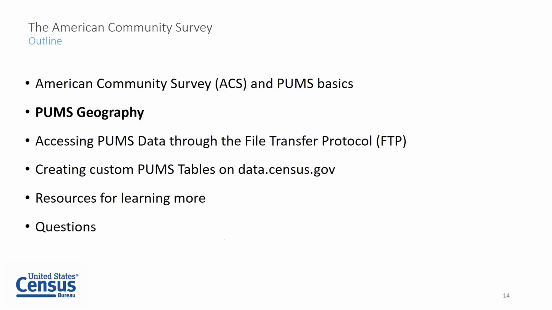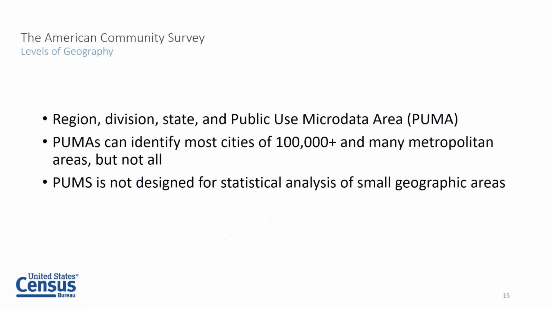So now that we've covered some of the basics, we can delve into the PUMS geography a little more, which might be a little different than the type of geography that you're used to. To ensure the confidentiality of ACS respondents, the Census Bureau has to balance geographic detail with detail in the data. And there are more than 250 variables on a single PUMS person record. This means that we cannot identify as many small geographies in the PUMS as users might hope.